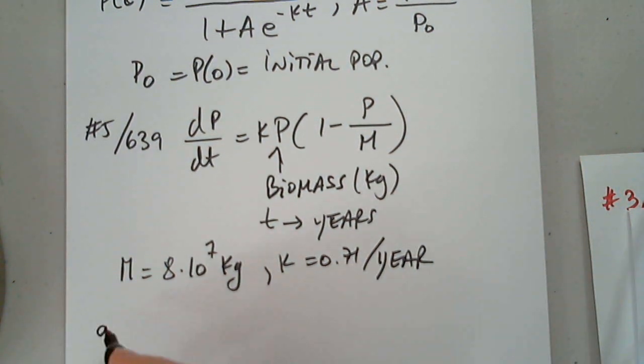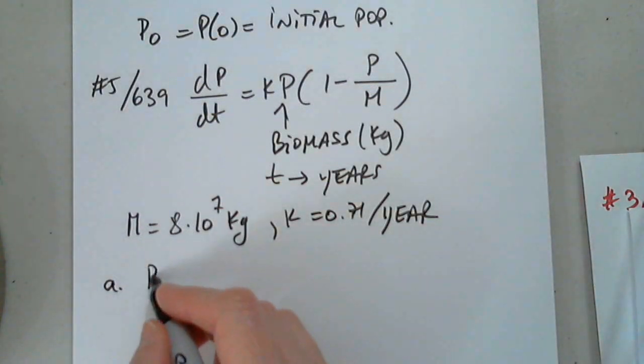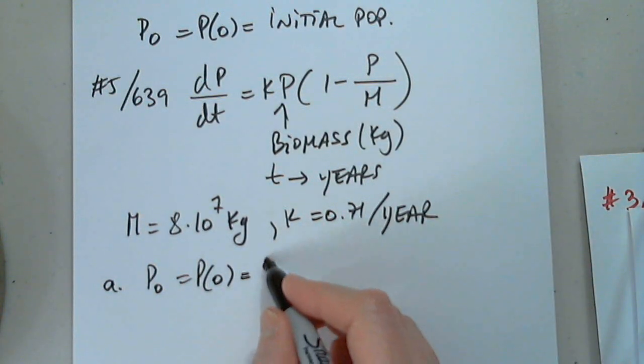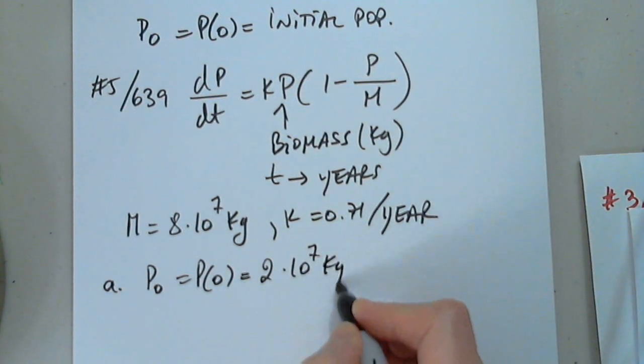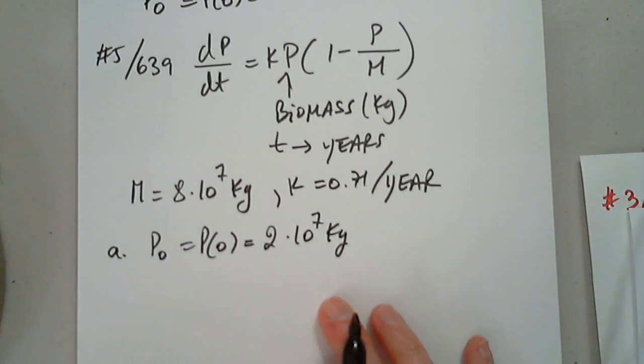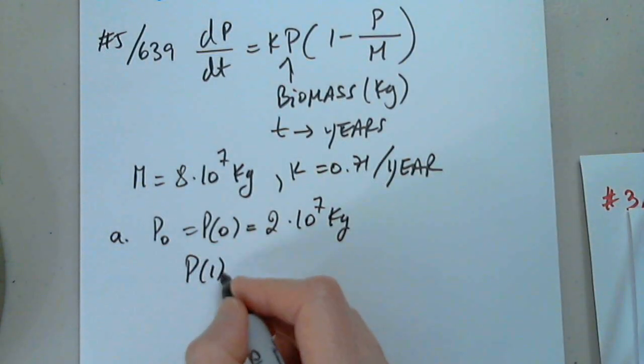In part A, they're telling us that P of 0, or P0, is 2 times 10 to the 7th kilograms. Find the biomass a year later. So we are really asked to find P of 1.